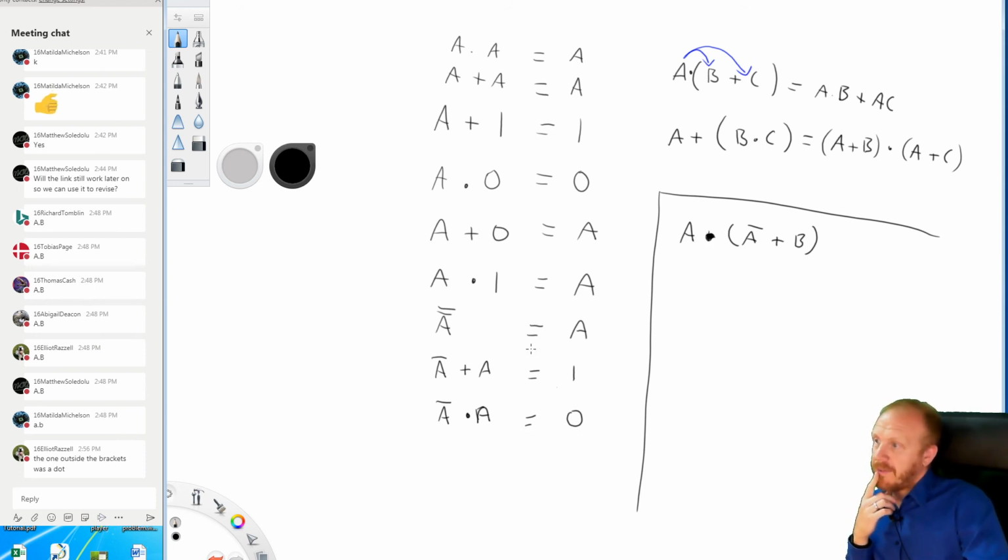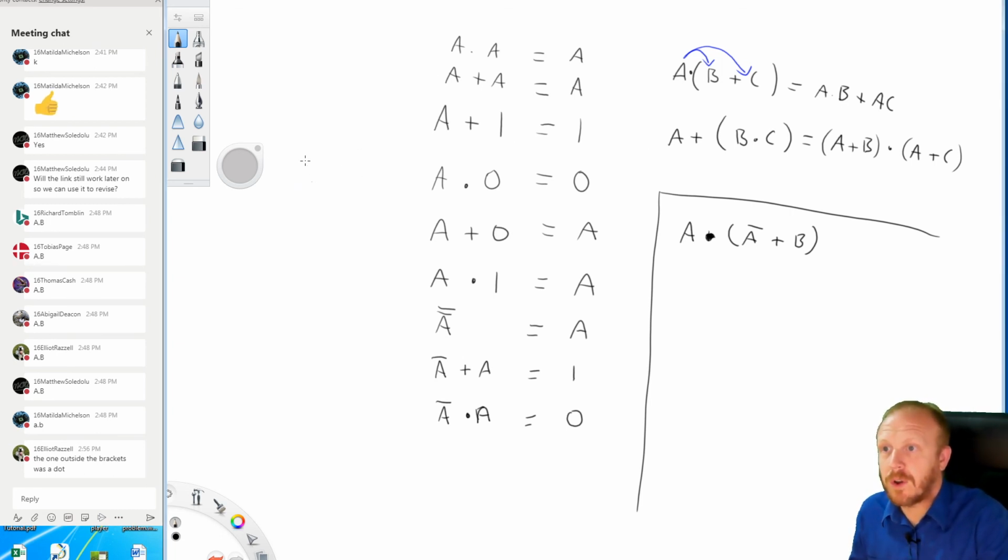We can't apply any of these. There's no A and not A, or any other letter and not itself. There's no noughts and ones. There's no two of the same letters, so we can't do that. So then we look, can we do some expanding the brackets or factorizing back into the brackets? Well, yes, we can.